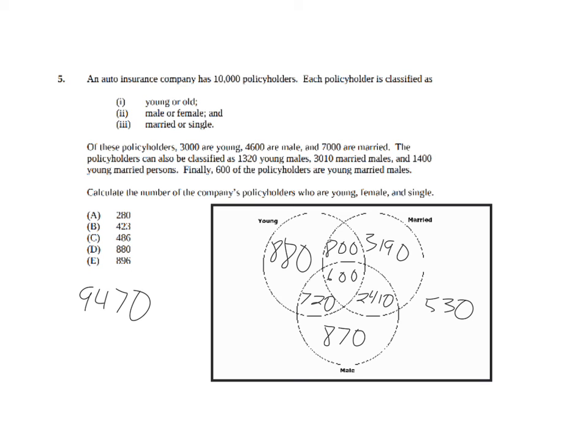Now, as it turns out, we don't actually need that 9,470 and that 530 figure, because within the young, we have 880. That comprises all of those that are within the young category and also outside the married and outside the male category, because we need young, female, in other words not male, single, therefore not married. So we need the number that is circled in red, which is 880, and that is answer choice D.